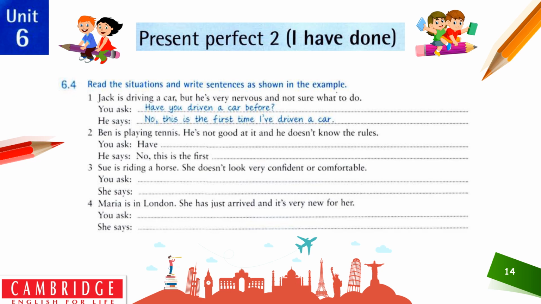That is the objective of this particular level, intermediate. He says, no, this is the first time I've driven a car. The same way you need to write second, third and fourth. Understand the context, and then what you ask according to the context, and what would be the response of the person according to the context. You should write this way.